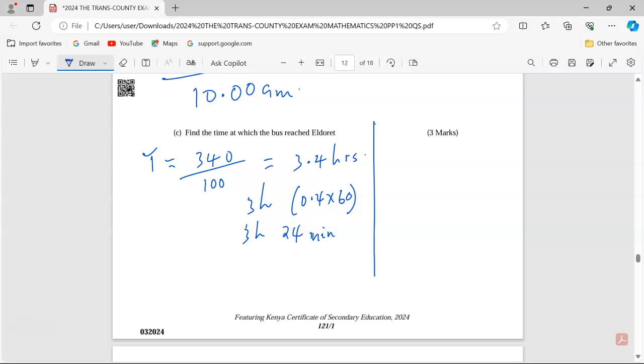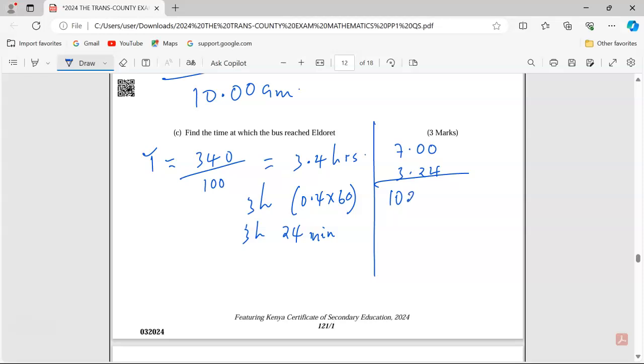Which means when we talk now to the specific time of arrival, then we'll be talking of the initial time the bus took off, and that is exactly 7:00 a.m. Then plus 3 hours 24 minutes is going to give us 10:24 the same day. We can also express it as 10:24 a.m. the same day.